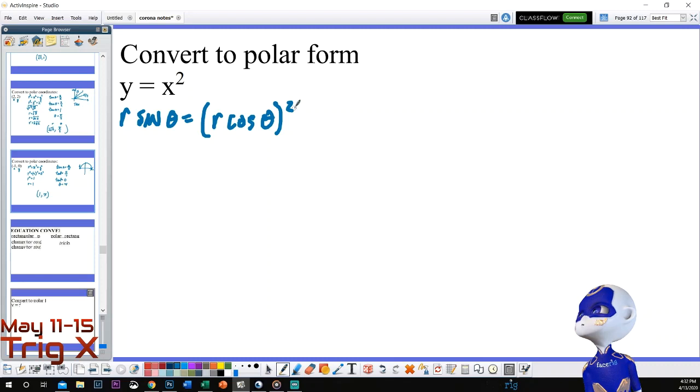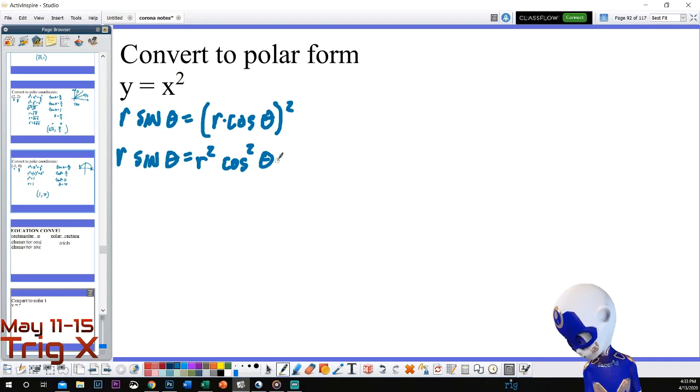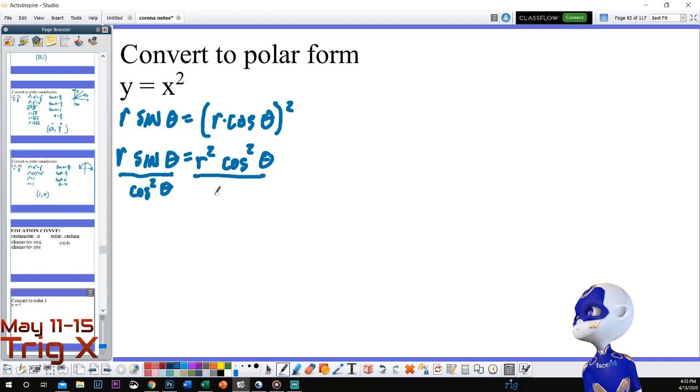Notice that that was squared, so I need to put that squared there. As with all squares, as it is outside parentheses like that, it has to go into everything here, so that r is squared and also the cosine is squared. So this is r squared cosine squared theta. Next, let's go ahead and try to get all of our r's together by themselves. So I'm going to divide by cosine squared theta like this.